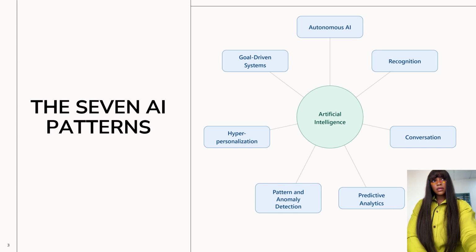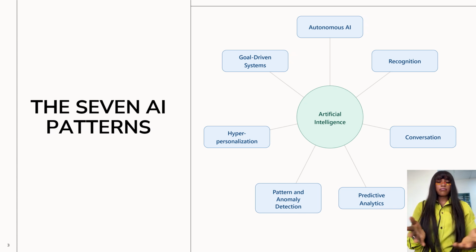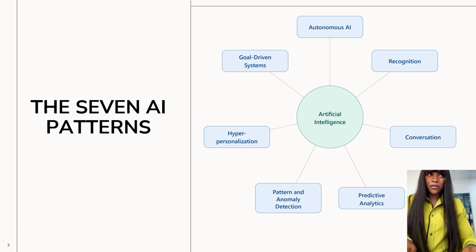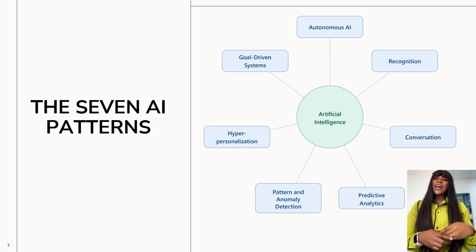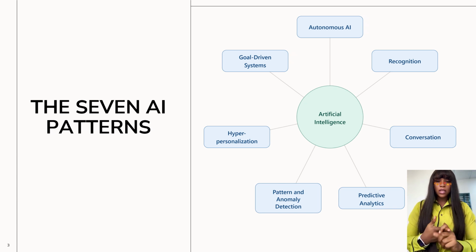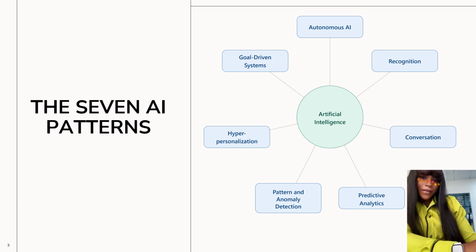These are the 7 AI patterns we'll explore today. Think of them as 7 different superpowers, and each of them solves a different kind of business problem. In this course we're going to look at autonomous AI, recognition, conversation, predictive analytics, pattern and anomaly detection, hyperpersonalization, and the goal-driven system. So let's begin with the first one.